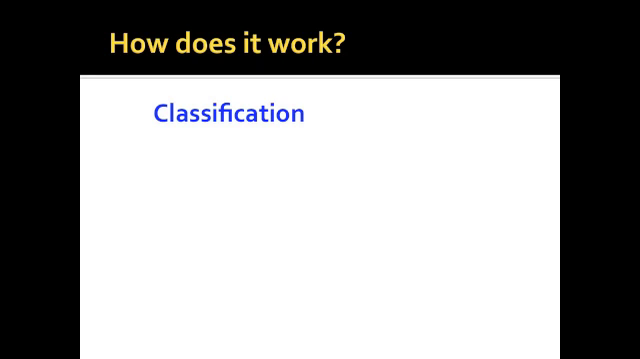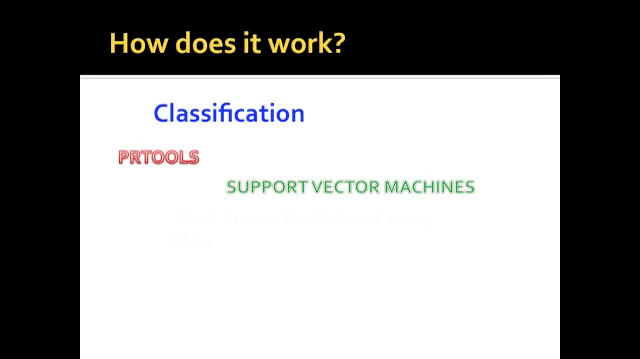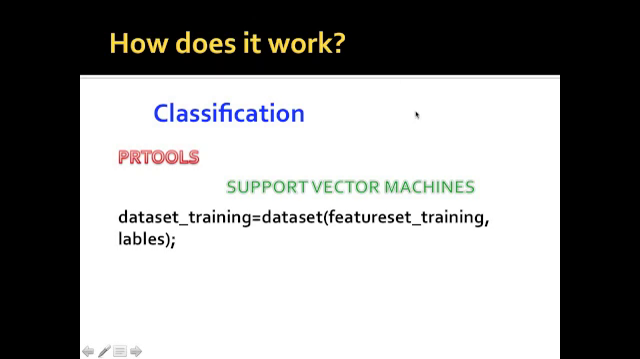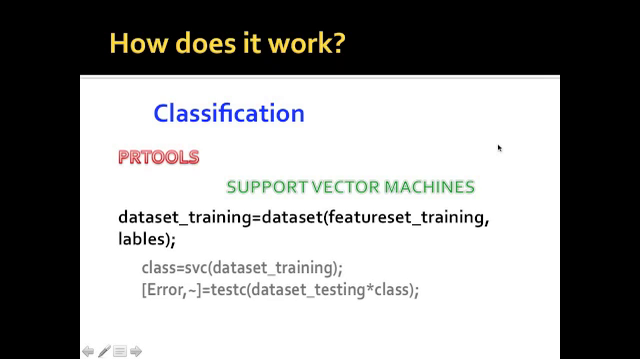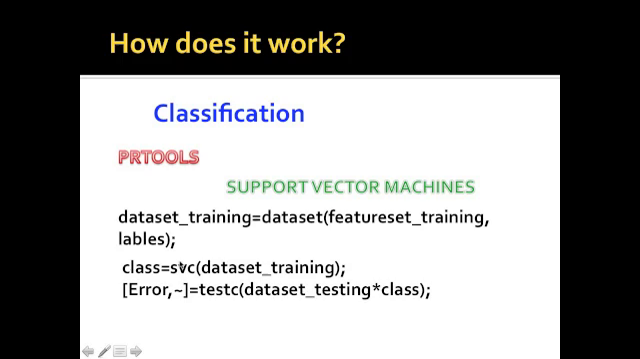For the classification, I use the PRTools of MATLAB and use support vector machines. The dataset, which includes the labels here, is done with the dataset command, and for the classification, I used the SVC command and get the separating weight vectors, and use the same separating weight vectors to test the dataset of testing and get the error with it.